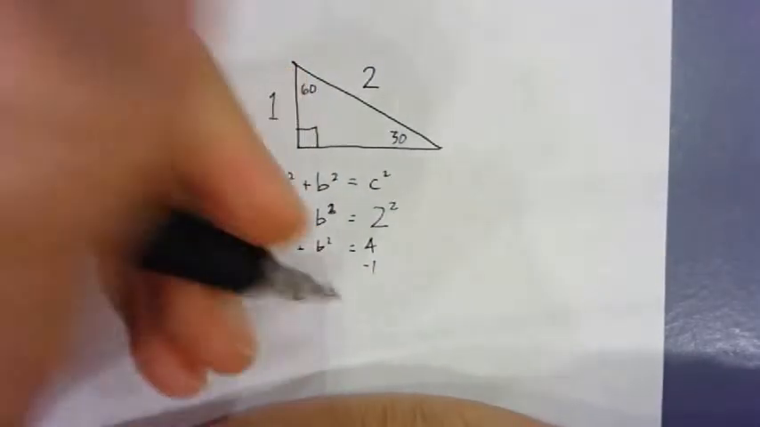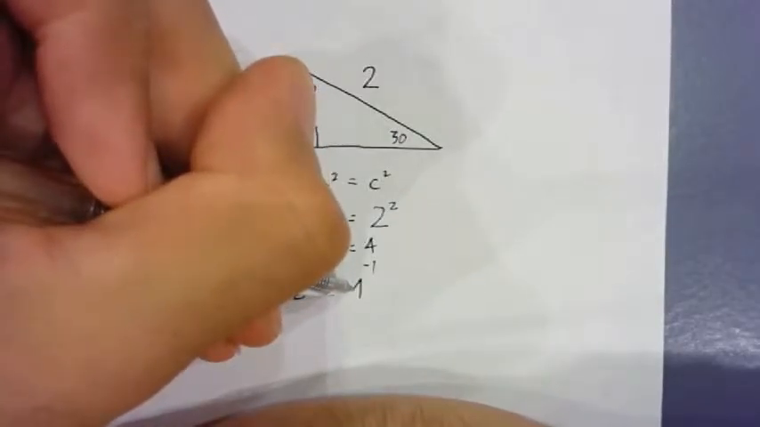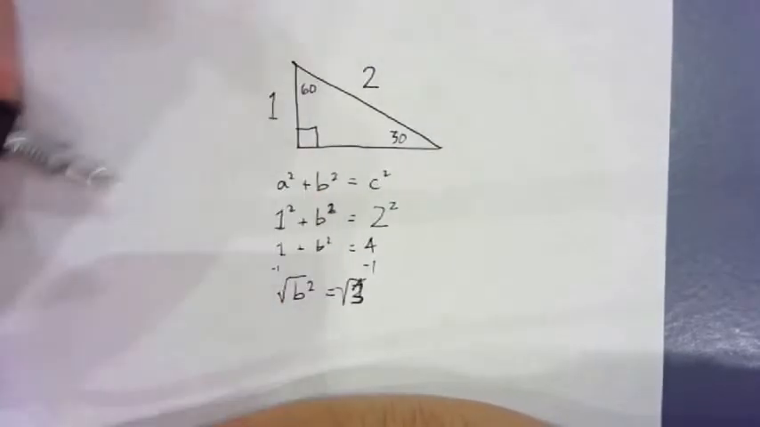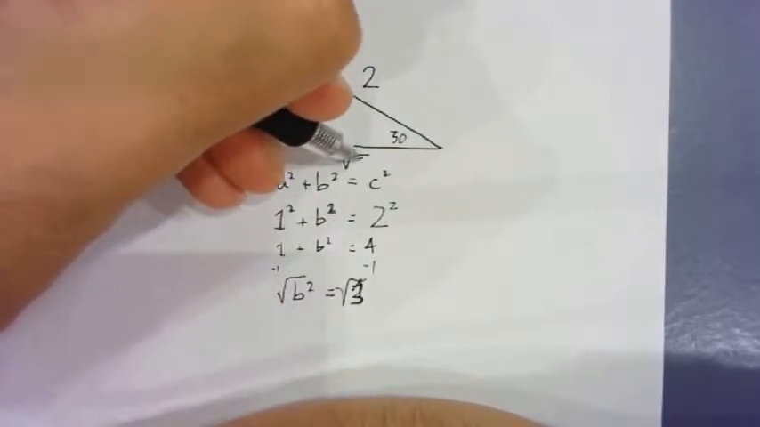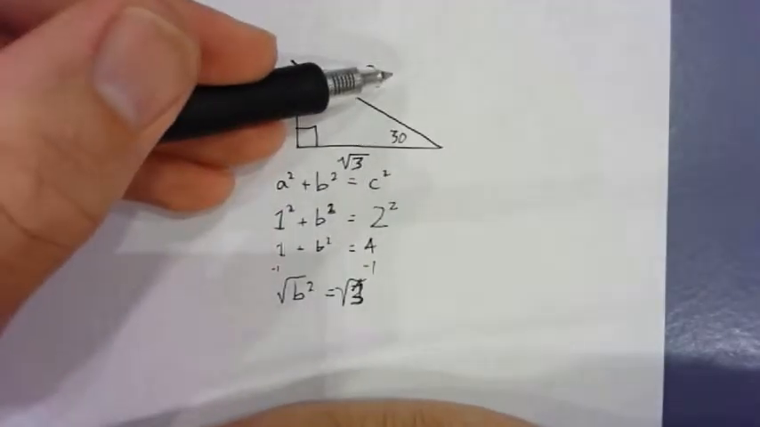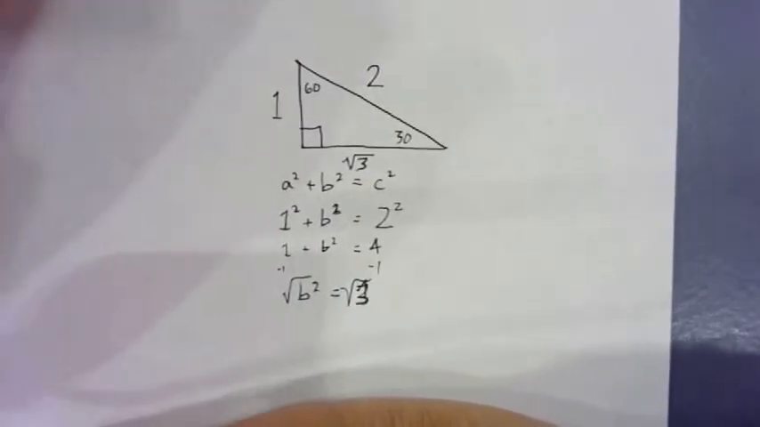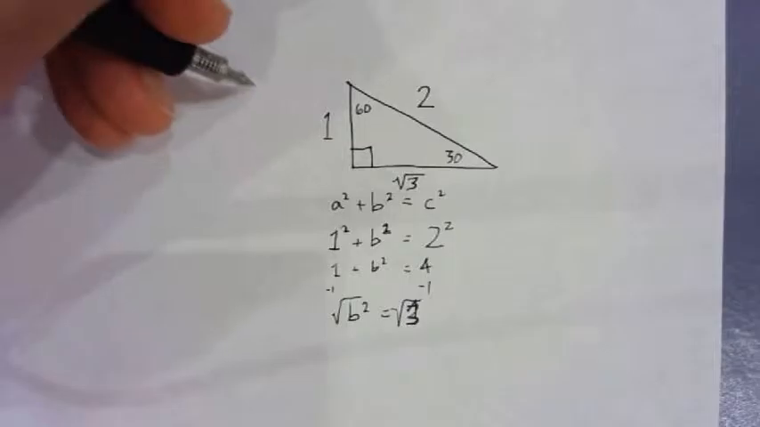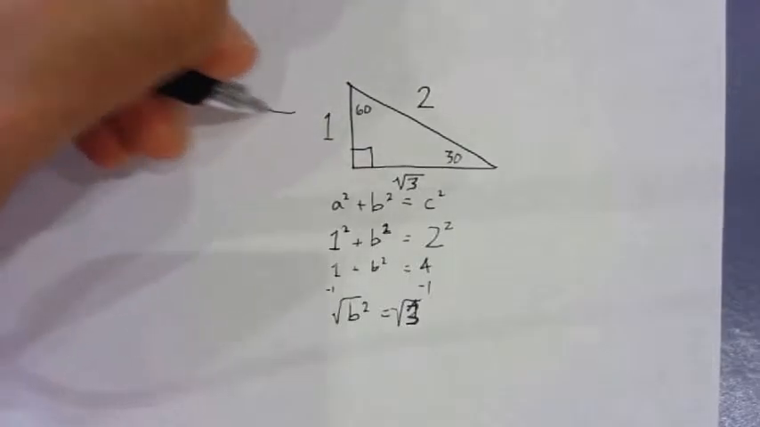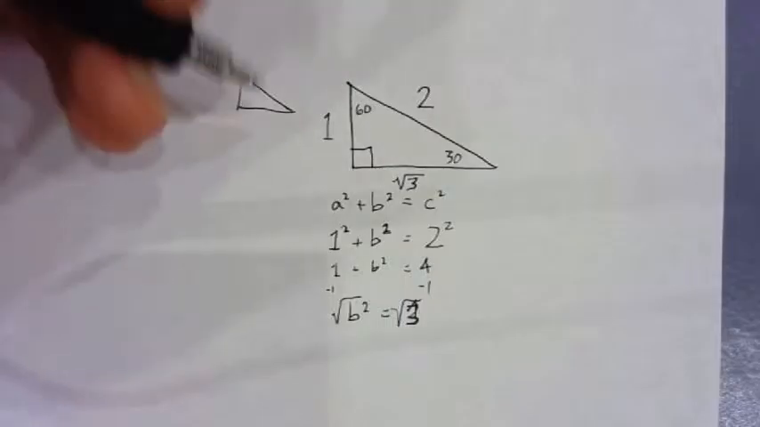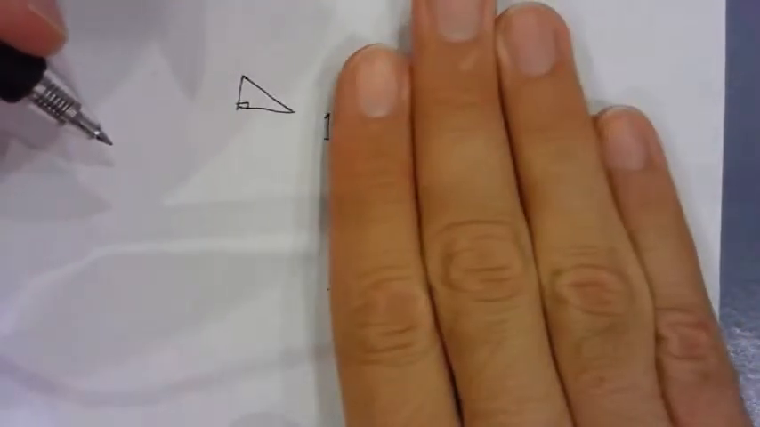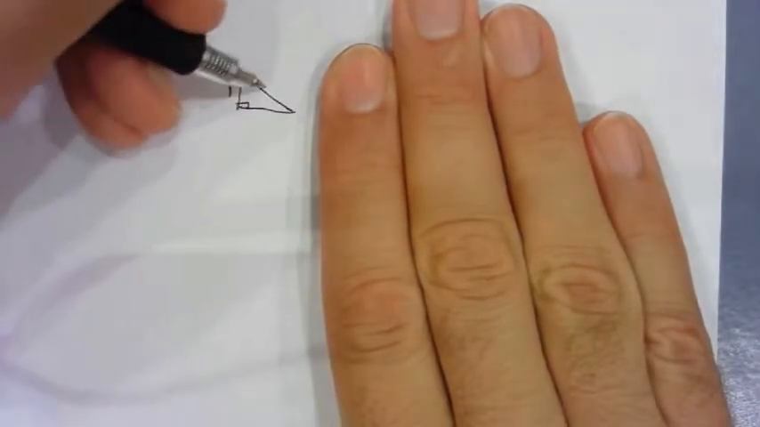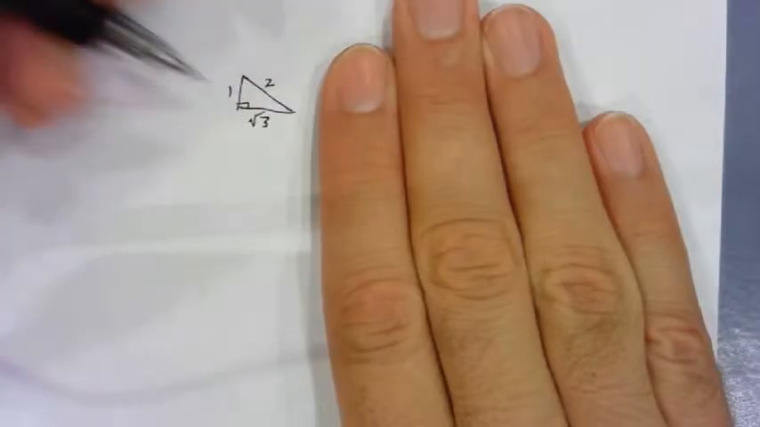B squared is 3. Just kidding. Let's take the square root of both sides to solve it, and that is your missing side. 1, 2, square root of 3. Don't mistake 3 if you start to check yourself. Draw a blank triangle with nothing else, or cover up so you can't see it. Then we have a 1, 2, square root of 3.